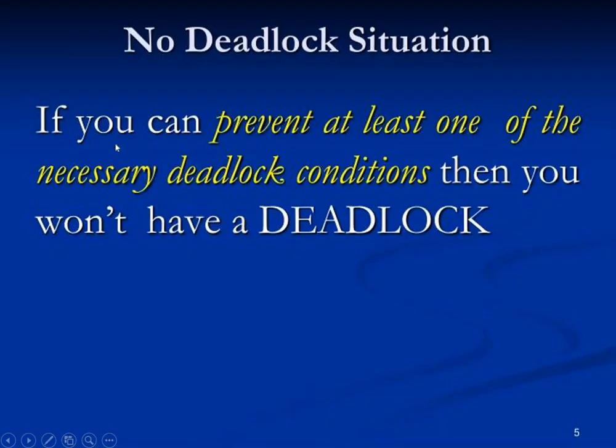The final solution is, if you can prevent at least one of the necessary deadlock conditions, then you won't have a deadlock.